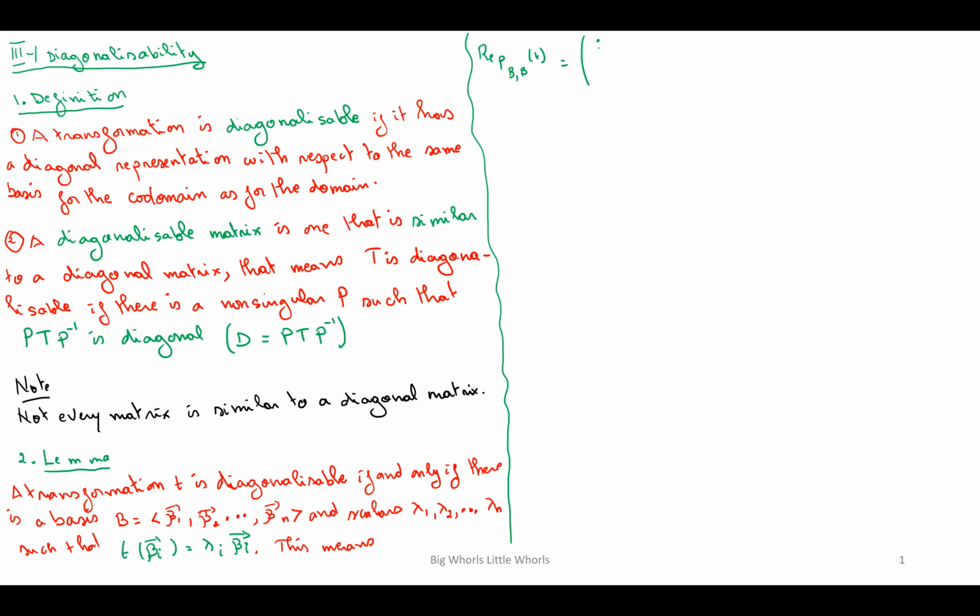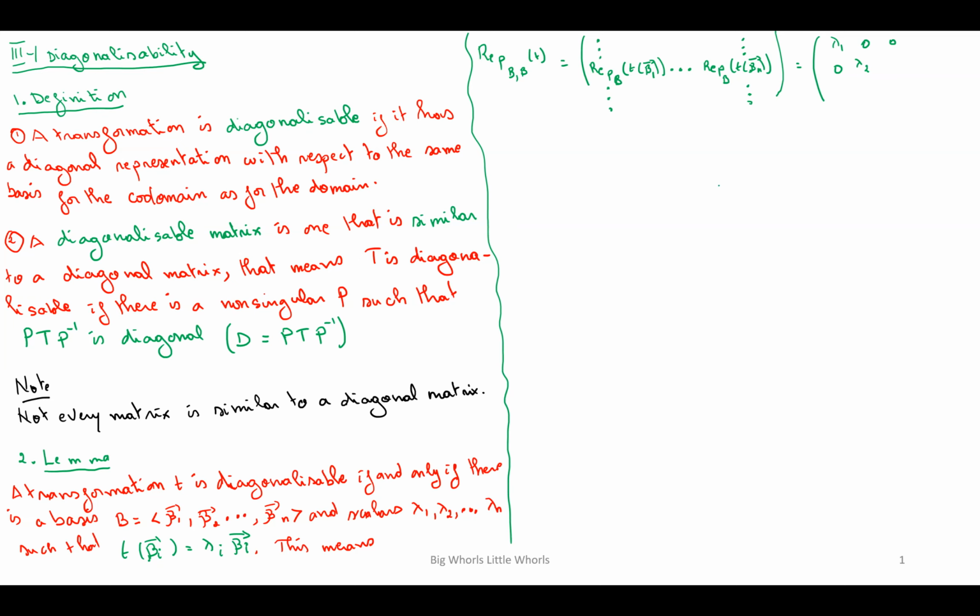so we know how to find the representation of a transformation. The representation with respect to B of the image of beta 1, up to the representation with respect to the basis B of T of beta n, is going to be equal to a diagonal matrix, which is the following matrix: lambda 1, lambda 2, so we have 0, 0, 0.